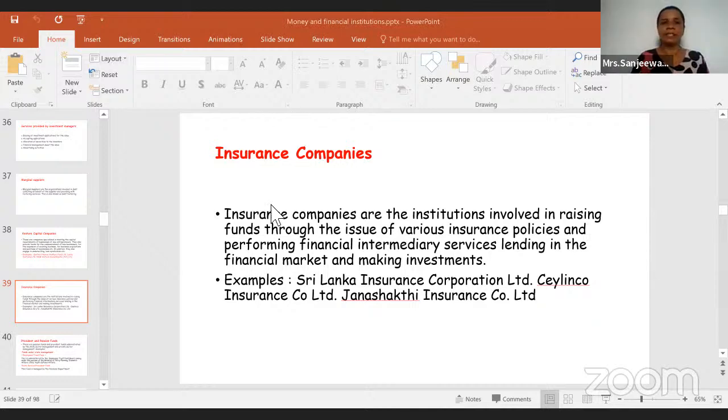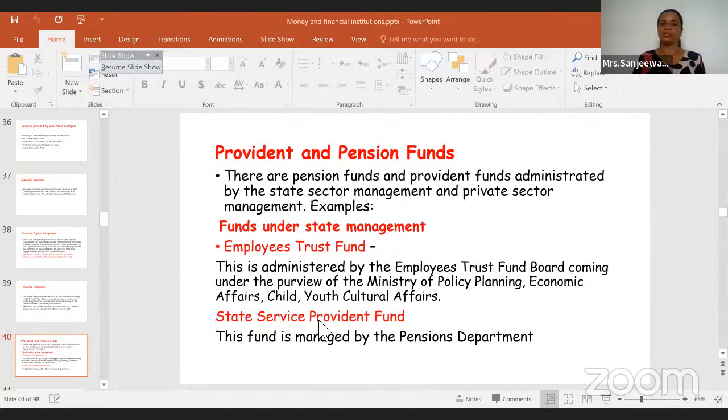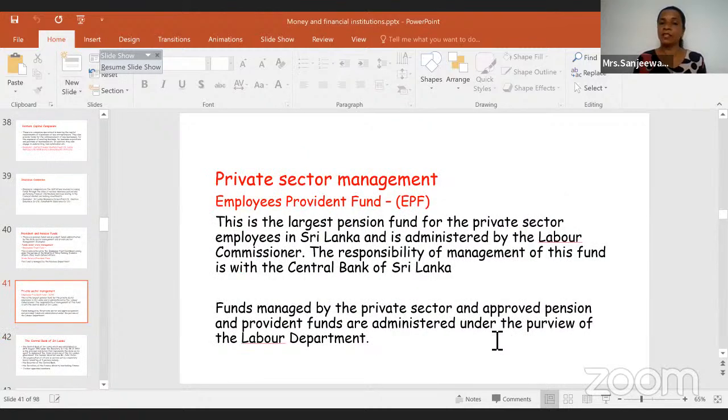Right, so the next one, provident and pension funds. There are pension funds and provident funds administered by state sector management as well as private sector management. Funds under state management, what comes under the government? Employees' Trust Fund, State Service Provident Fund. Then private sector management, that is EPF, Employees' Provident Fund. For accounting, you will be learning how much comes from the employer and how much from the employee. That comes under the private sector, that is EPF.